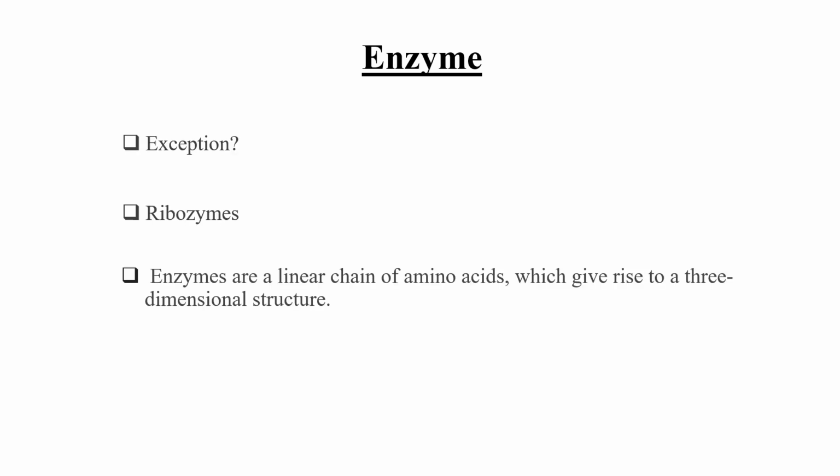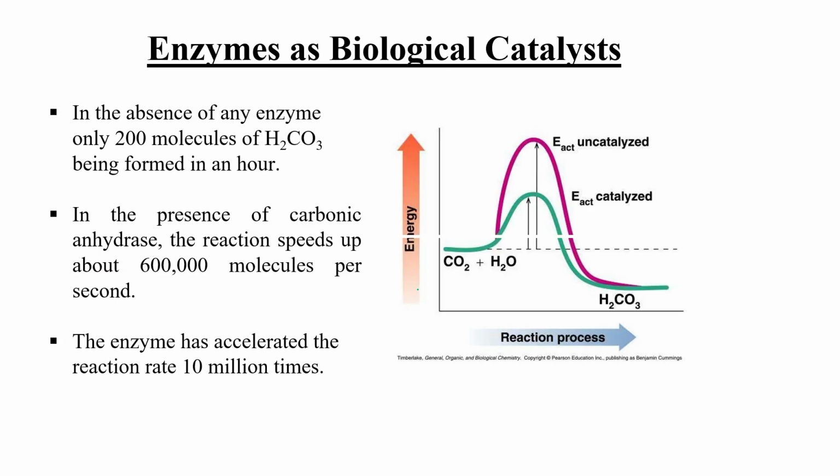All enzymes are proteinaceous in nature, but there are a few exceptions like ribozyme. Ribonuclease P is another type of exception. So sometimes RNA molecules, or we can say nucleic acids, also act as enzymes. Enzymes are linear chains of amino acids which give rise to a three-dimensional structure or globular proteinaceous form.